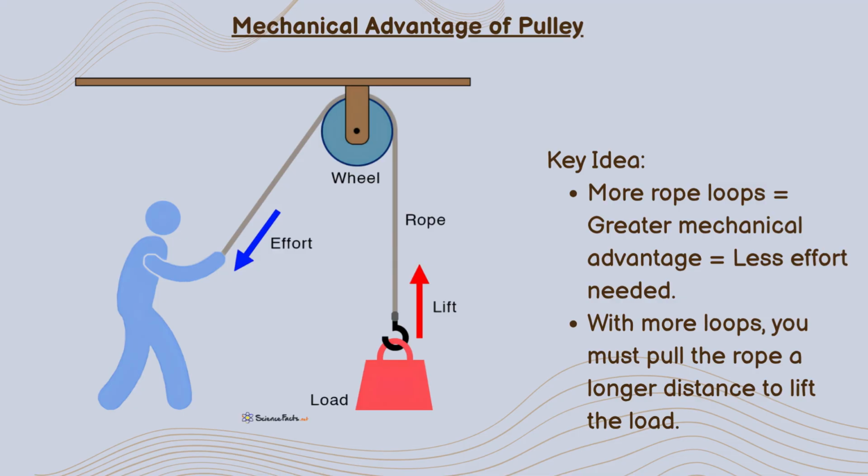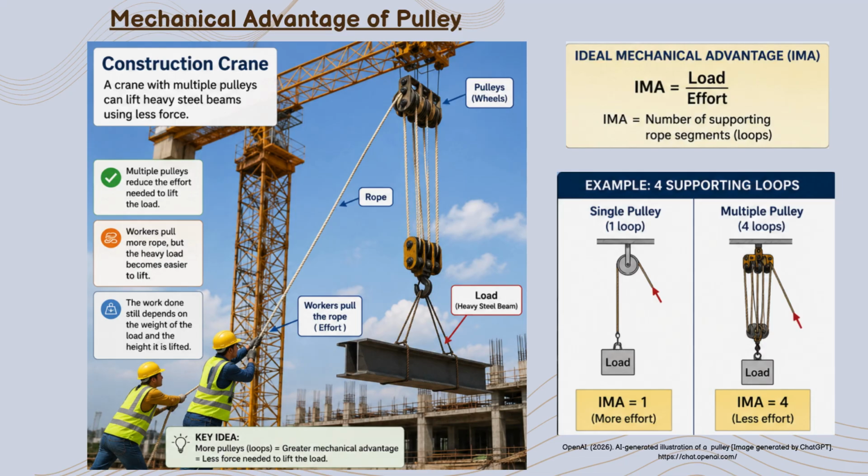So what's the mechanical advantage of a pulley? It shows how much a pulley reduces the effort needed to lift a load. It depends on the number of supporting rope segments, or what we call loops. The formula is load divided by effort, or the number of supporting rope segments. The key idea is more rope loops means greater mechanical advantage and less effort needed. With more loops, you must pull the rope a longer distance to lift the load.